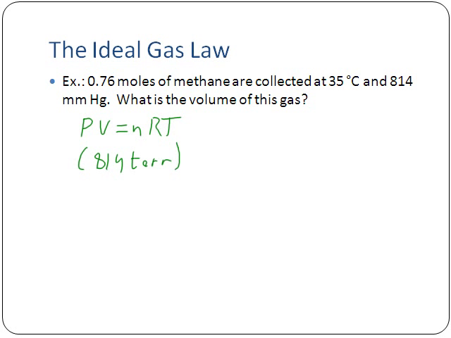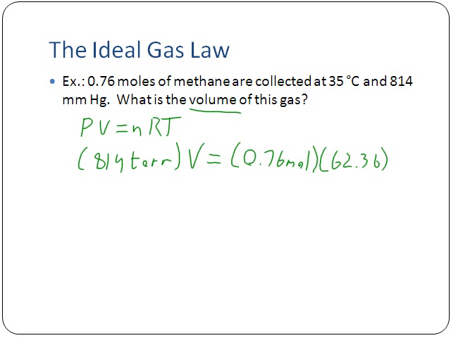Times the volume. Do we know the volume? It says, well, what is the volume? So we don't know that. So that's just V. Equals n. n is the number of moles, and it says here our number of moles is 0.76. Our unit is moles, times R. And so let's look and see what is R. R, the gas constant, is 62.36. And so then for R, we'll put 62.36.